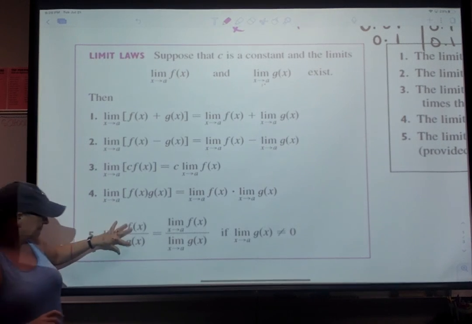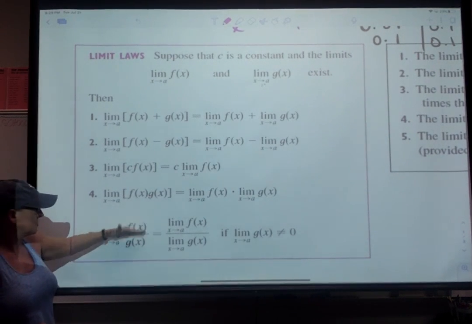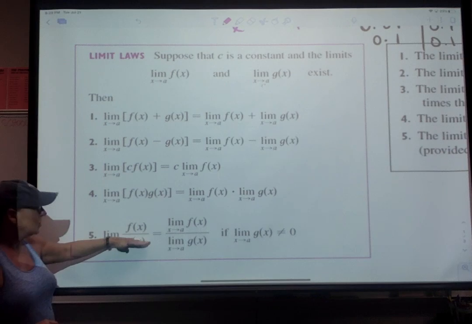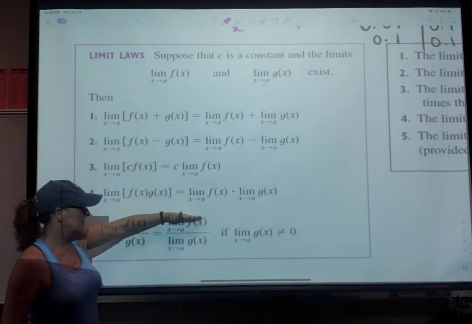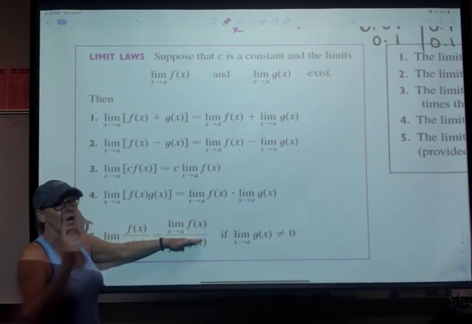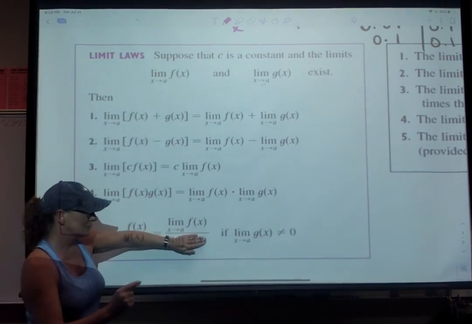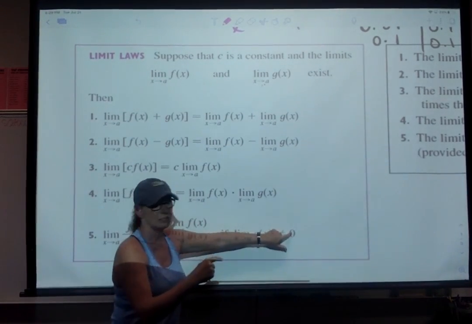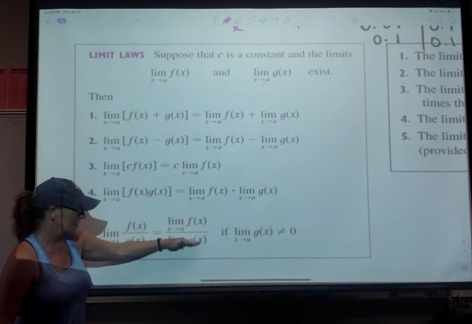And then this one, if you're doing a limit and you've got two things that are being divided, yes, you can split them up. You can do the limit of the top and the limit of the bottom, as long as the answer to the bottom doesn't give you 0. Because y'all know, you cannot divide by 0.